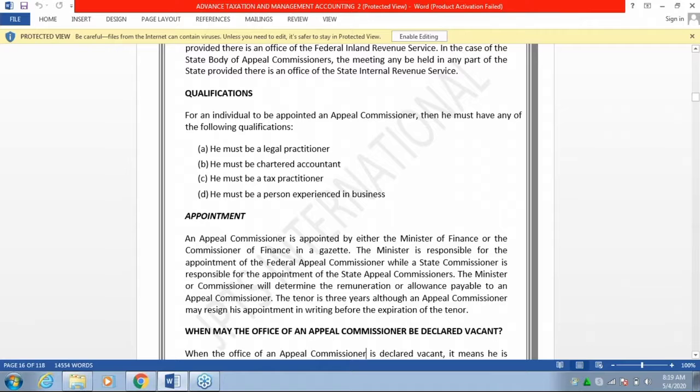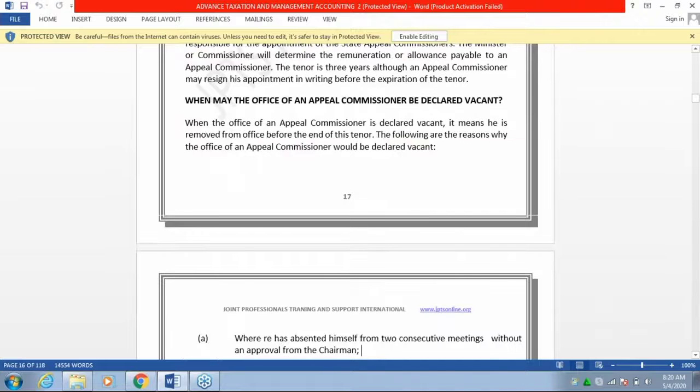So the minister or the commissioners will now determine the remunerations or the allowances that are payable to an appeal commissioner. So tenure is 3 years, although an appeal commissioner may resign his appointment in writing before the expiration of that 3 years.